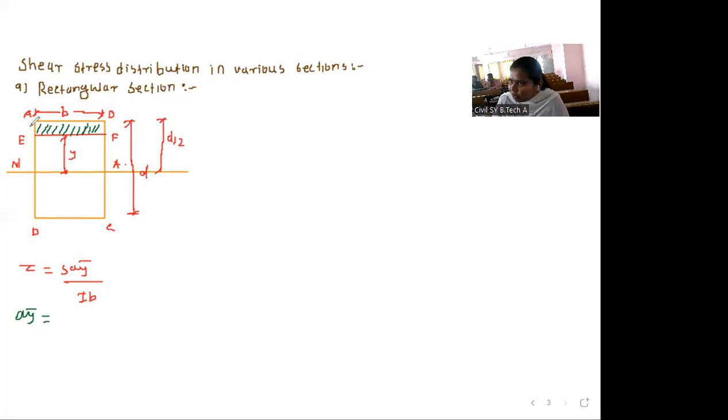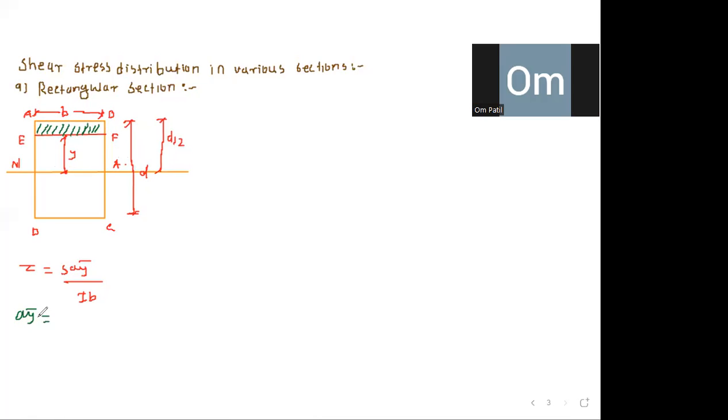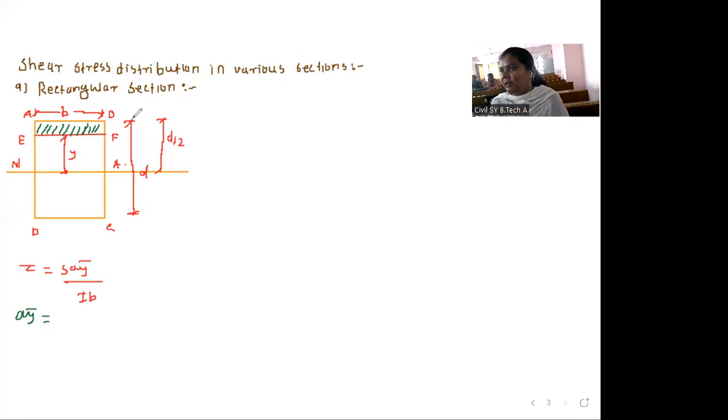Now we have to find the shear stress of this strip. So the area for this strip is B into d. Now I have to calculate d. How will I calculate d? I have to find this distance for this strip, from here to the strip, which is D by 2 minus y.